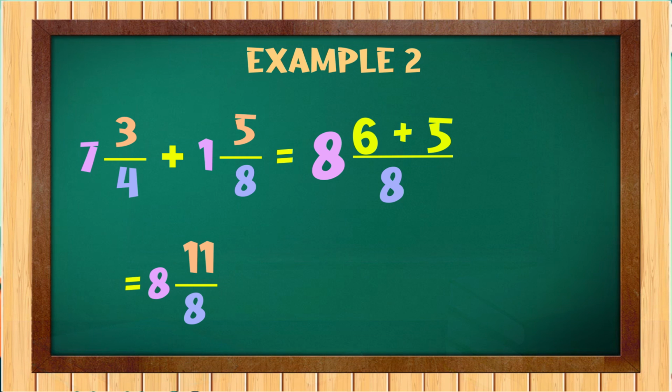Boys and girls, could we write this answer on the answer line? No, we can't, because 11 eighths is an improper fraction. So let's convert 11 eighths to a mixed number. How many groups of 8 can you get from the number 11? 1, with 3 remaining. So the conversion of the improper fraction 11 eighths is 1 and 3 eighths.